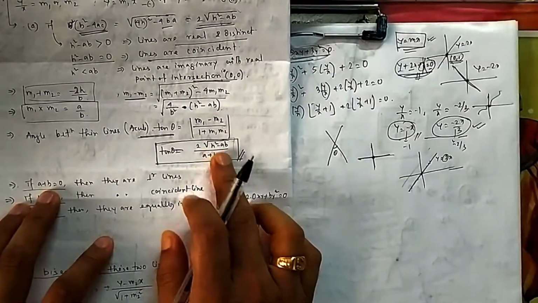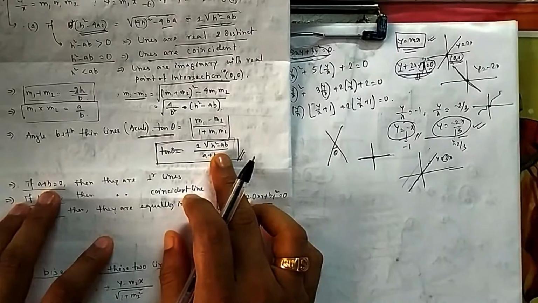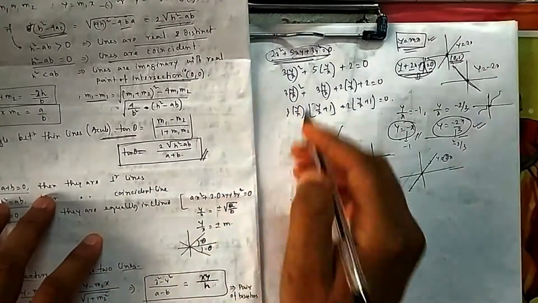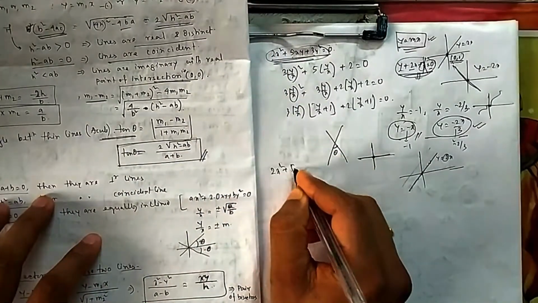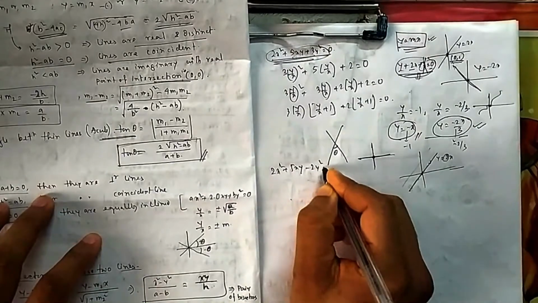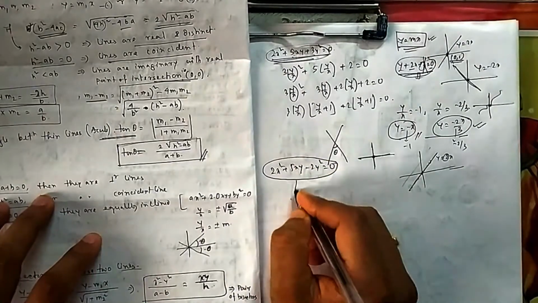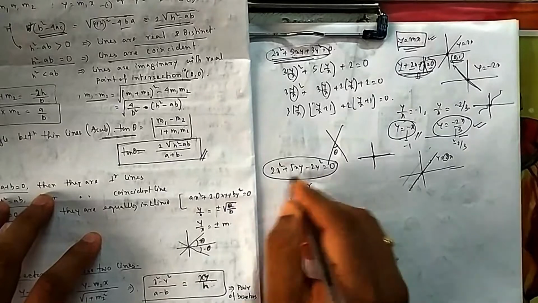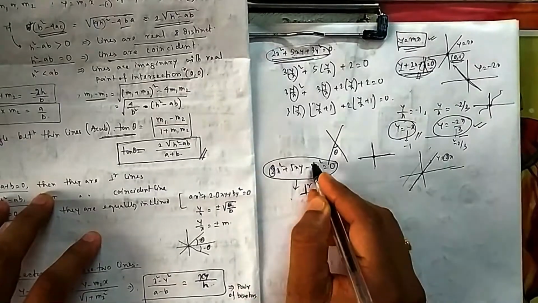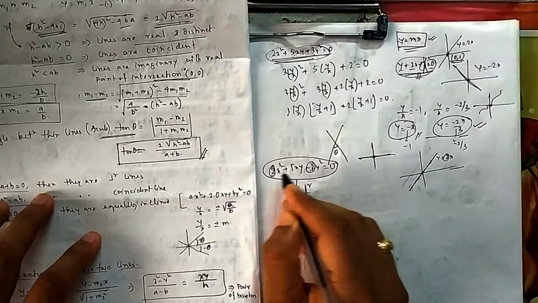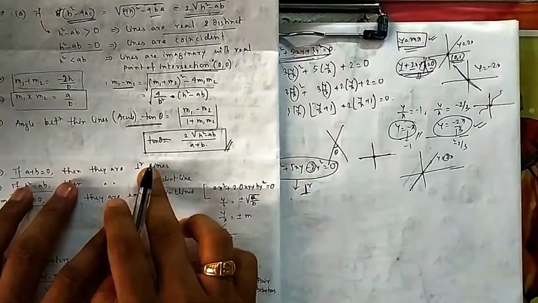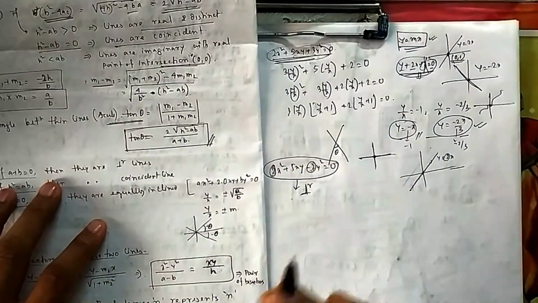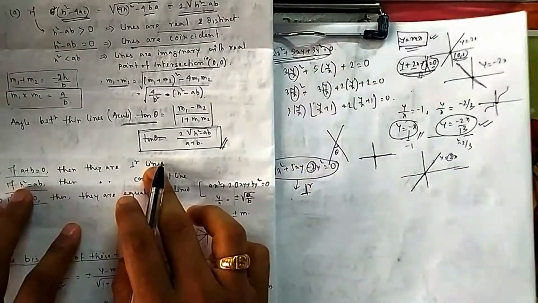Now suppose if your a plus b is 0, this one is 0. So what will be there? It will be infinite. That means the angle between them is 90 degree. That means they are perpendicular. So by seeing this one, if someone gives you 2x square plus 5xy minus 2y square equal to 0, it will represent two lines which are perpendicular to each other. It will be passing through origin, but it will be perpendicular. Why? Because a plus b is 0. 2 plus minus 2 is 0. So it will represent two lines passing through origin, but they will be perpendicular to each other.